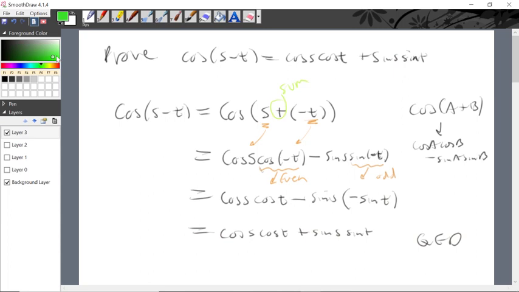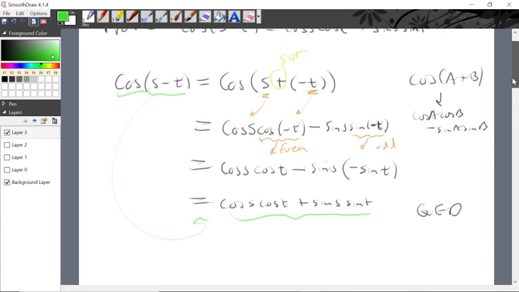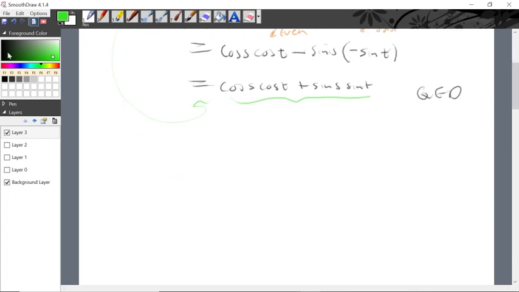Because we have achieved that the cosine of s minus t ends up being equal to cosine s cosine t plus sine s sine t. That completes that proof. Now where could we use it? Let's try a numerical example so I can give you one with a difference in it.